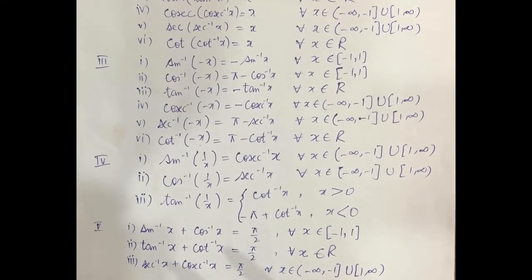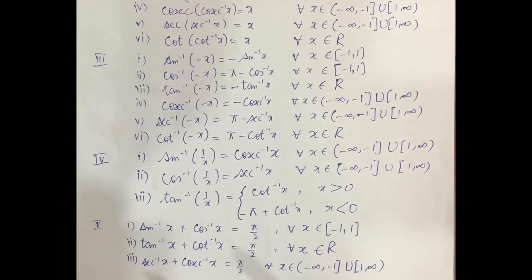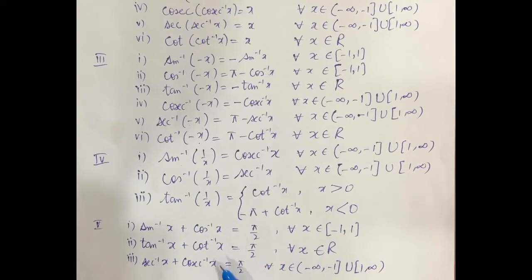And sin inverse of x plus cos inverse of x is pi by 2. Tan inverse of x plus cot inverse of x, that is also pi by 2. Secant inverse of x plus cosecant inverse of x is equal to pi by 2. We proved some of the results. I suggest you should prove these results today once again.